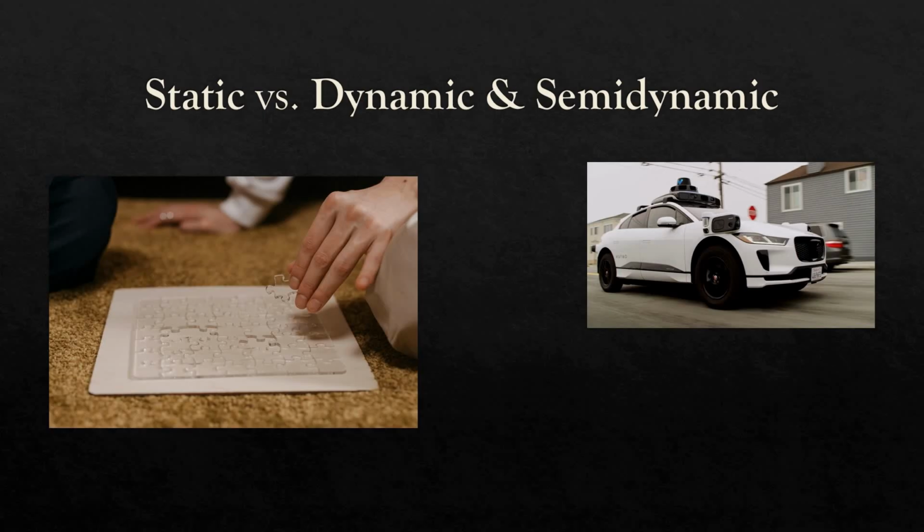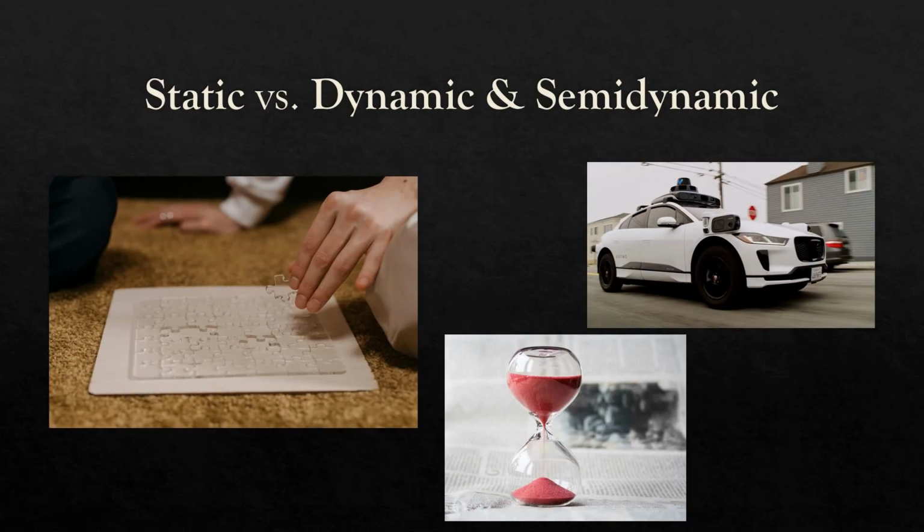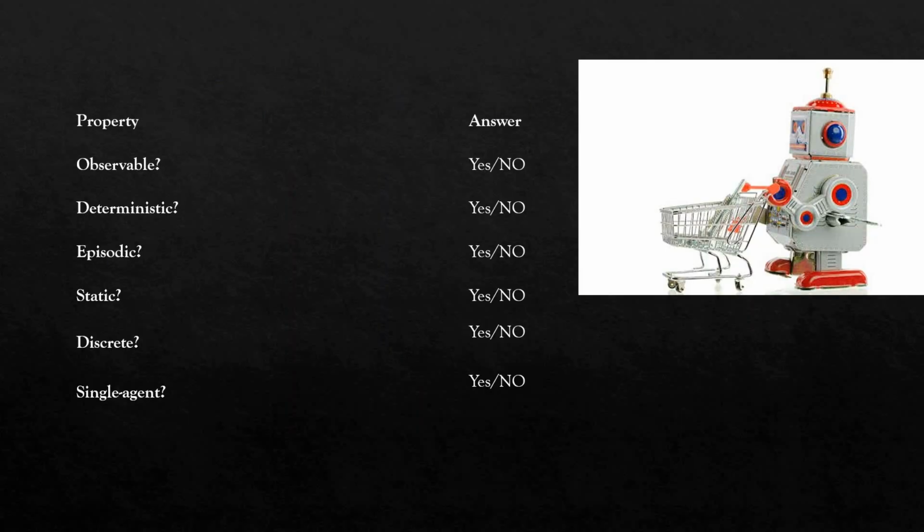And semi-dynamic means the environment is not changing, it's still staying the same, but the agent's performance score changes with time. An example of this would be a timed quiz or exam. The questions don't change while you think, but your score decreases over time if you don't answer the questions quickly, right? Another example would be a timed game where you lose points for taking too long. The environment doesn't change, but your performance gets worse with time.